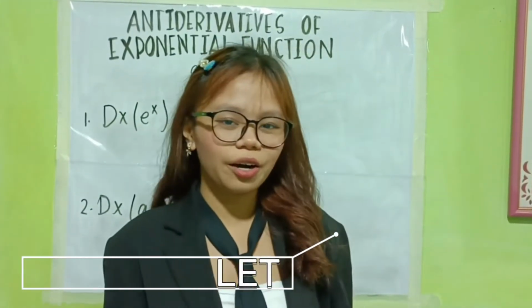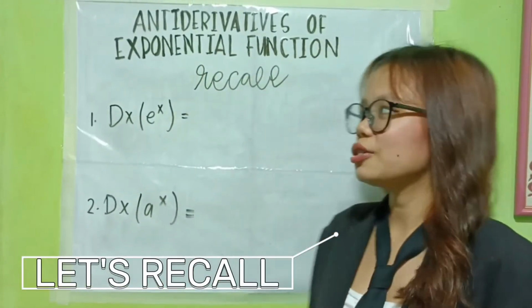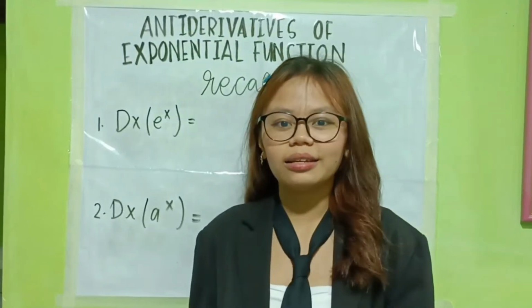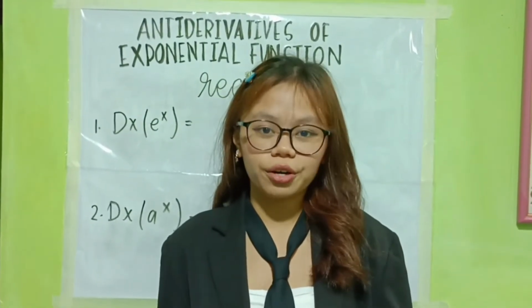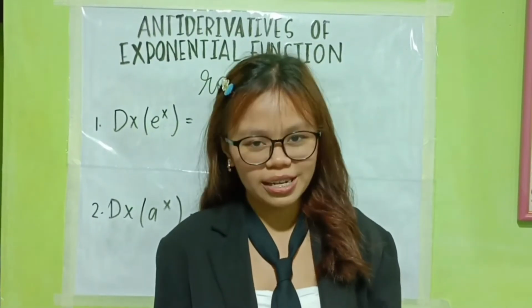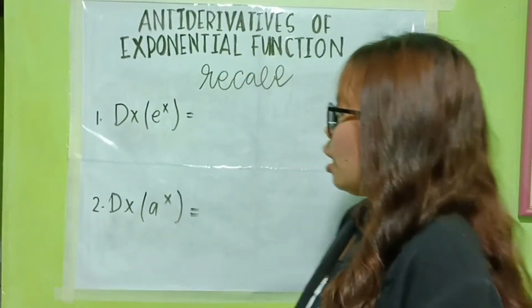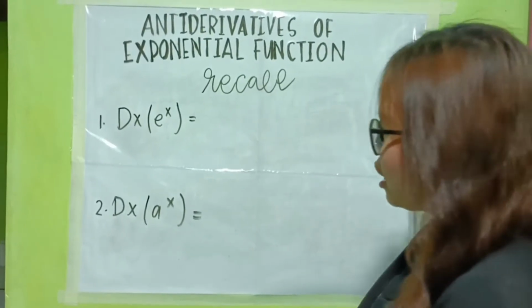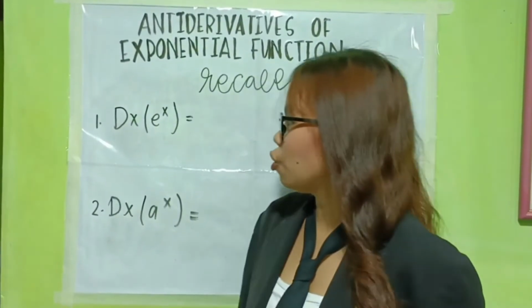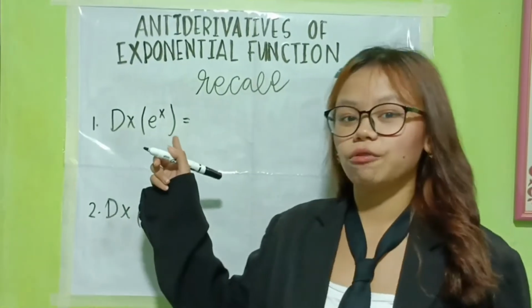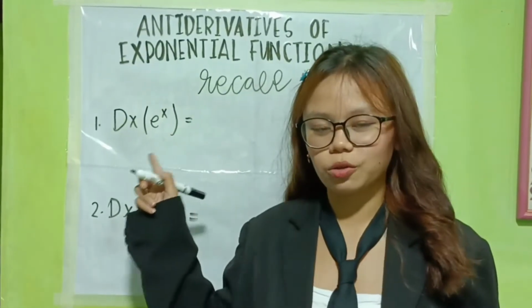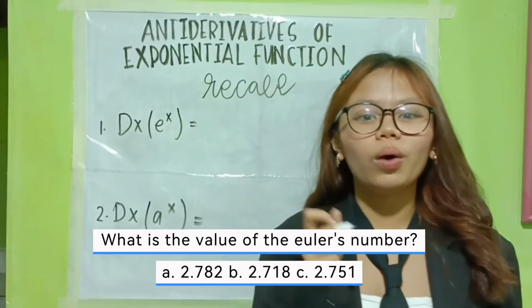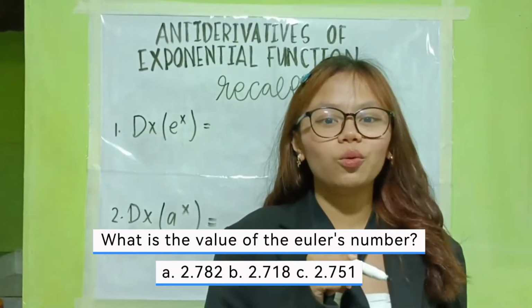Everyone. So before we start our lesson today, let's start with a quick recall. In order to understand the antiderivatives of exponential function, we should learn first the formulas of differentiation. For number one, it's the derivative of e raised to x. As we all know, the e stands for Euler's number. So the first question is, what is the value of the Euler's number?